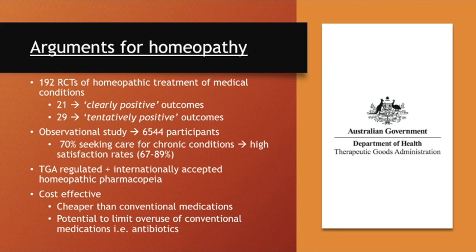To add to its legitimacy, production of homeopathic medications is regulated by high national and international standards of quality control, such as the TGA and internationally accepted homeopathic pharmacopoeia. Furthermore, homeopathy is more cost-effective because it's cheaper than conventional medication and has the potential to limit the overuse of conventional medications, such as antibiotics.